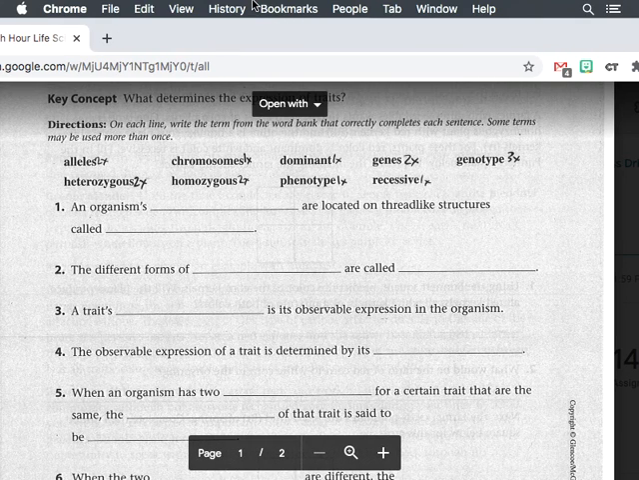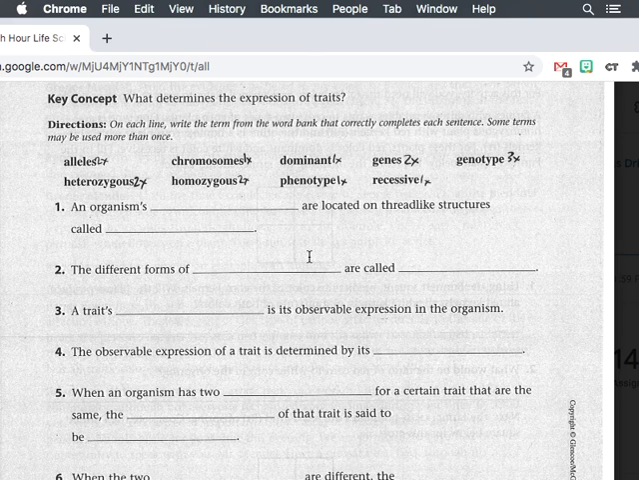Wait, when's the review guide due? Not this week. Can I go to the bathroom? Probably Tuesday next week. In two minutes, you can. It won't take me long because I messed up.